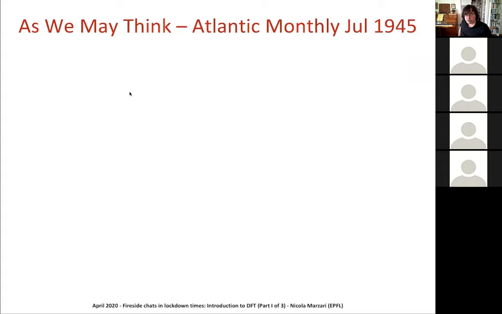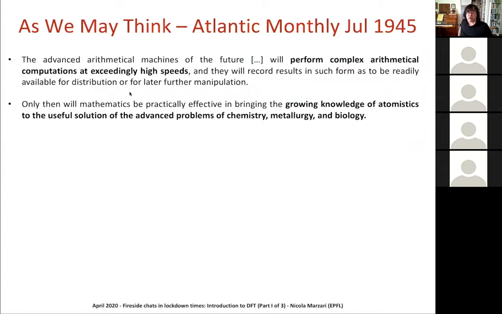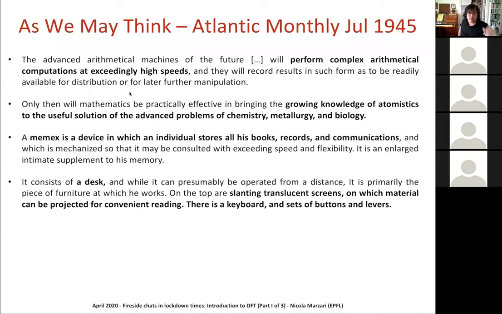So no computers, no real electronic semiconductor valve diode computers in 1945, no semiconductor electronics. But here is Bush saying, you know, the arithmetical machine of the future will perform complex computation at exceedingly high speeds and record results in form to be readily available for distribution or later manipulation. And then mathematics will become effective in bringing the knowledge of atomistics to the solution of problems in chemistry, metallurgy, and biology. You see what it means to have a vision. These days, there are a lot of people that have hallucinations, but Bush had a vision.